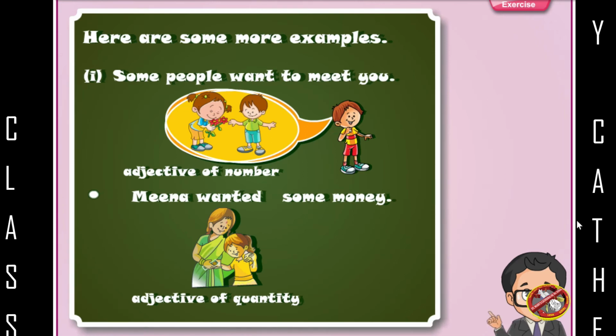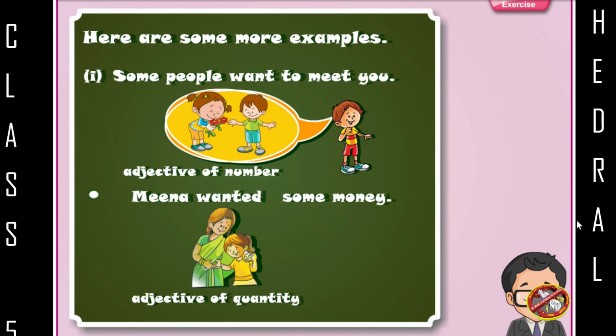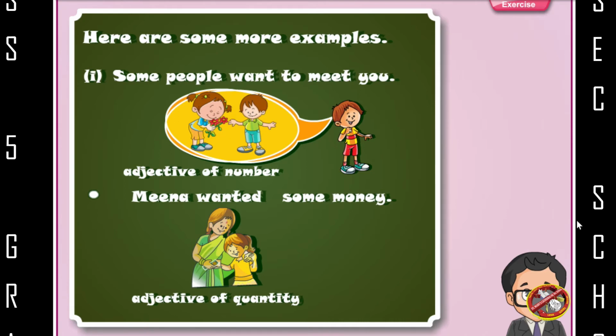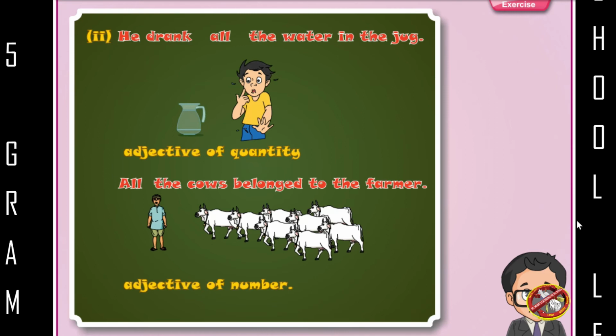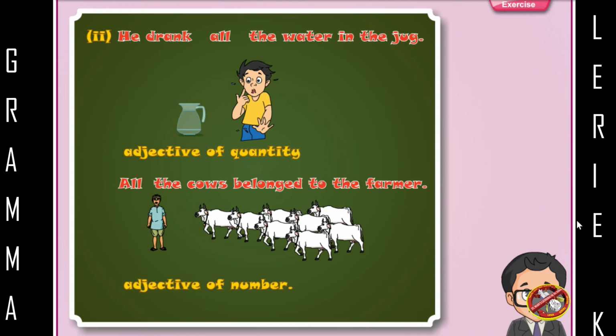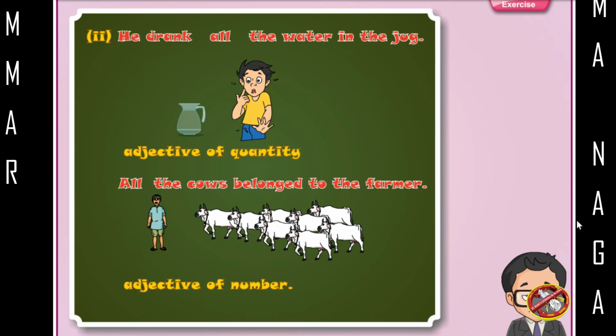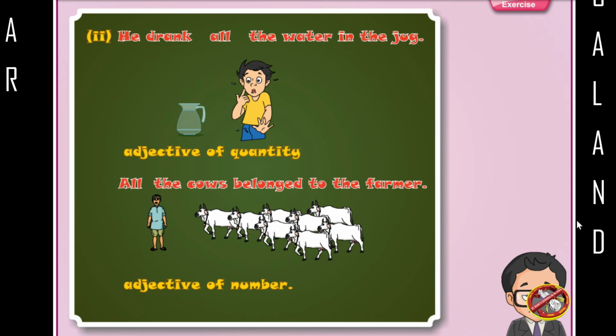Some people want to meet you. Adjective of number. Meena wanted some money. Adjective of quantity. He drank all the water in the jug. Adjective of quantity. All the cows belonged to the farmer. Adjective of number.